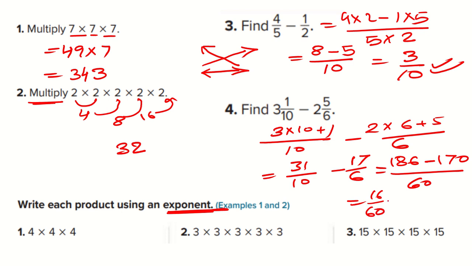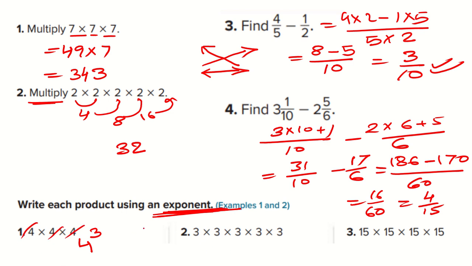And if you remember, we got the same answer before. So in simplified form, it will be 4 over 15. Now, here they say write as an exponent. So exponent means you have to write in terms of power. So 4 to the power 3, because 4 is written 3 times.